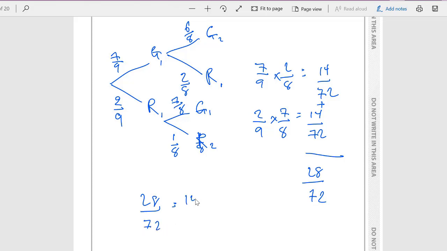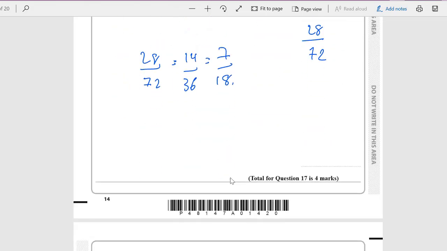That would give us 14 over 36, which gives us 7 over 18. So the answer could be any one of them, but we'll go with the most simplified.